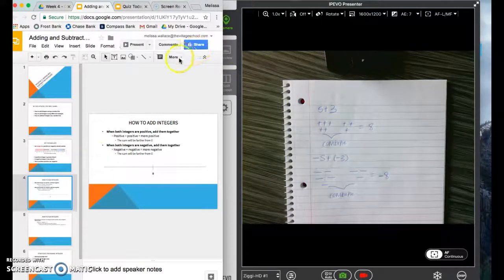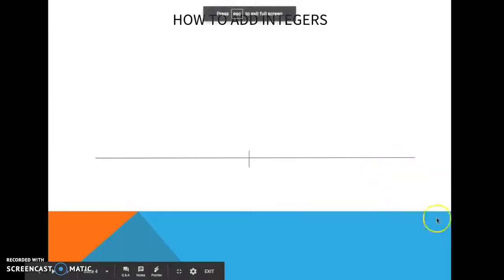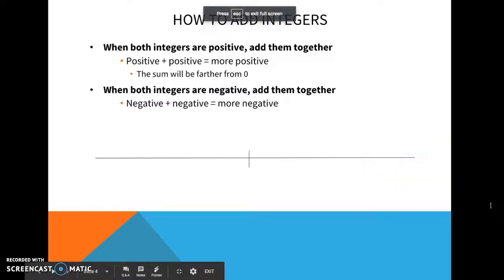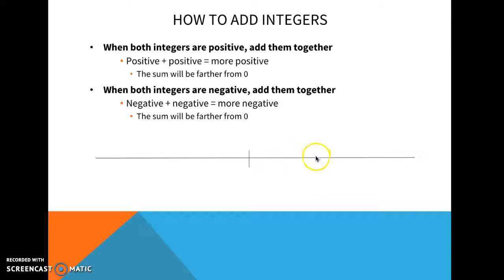If we think about that on our number line, for 5 plus 3, I start here with 5 and then I add 3, and I'm getting further from 0. If we think about negative 5 plus negative 3, I'm starting at negative 5. Adding negative 3 means I'm getting further from 0.